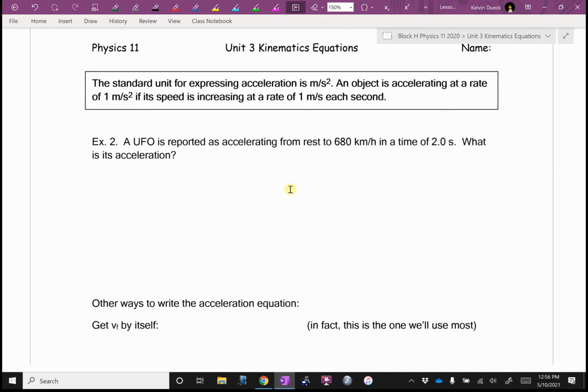A UFO is reported as accelerating from rest. Stop. Everybody underline the phrase from rest. To 680 kilometers per hour in a time of 2 seconds. Why is an alarm bell going off with me already? Can you see it? Yeah? I'm going to have to do a unit conversion. Okay, I picked it up. Write down, what is its acceleration? First of all, before I write down what they gave me, Matt, what are they asking me to find? What is its acceleration? A equals question mark?